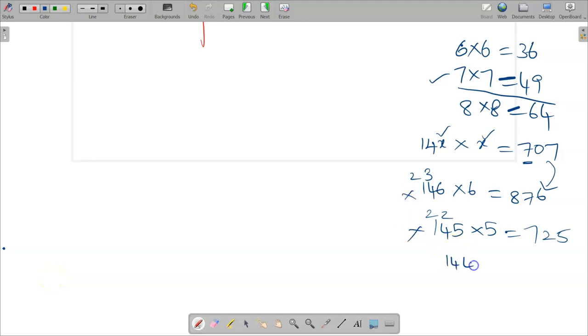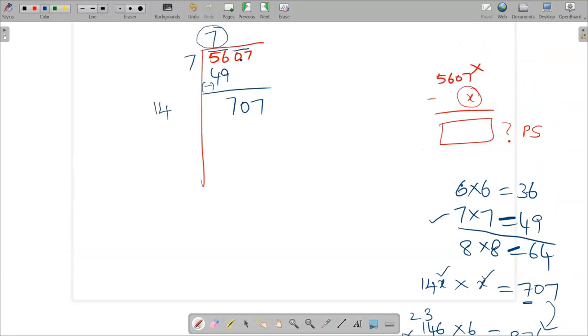So let me check with 144 into 4. 4 fours are 16, 16 plus 1 is 17. 4 ones are 4, 4 plus 1 is 5. So 576, which is lesser than 707. So I can use 144 into 4. 4 fours are 16, 4 fours are 16, 16 plus 1 is 17, and you have a carry 1. 4 ones are 4, 4 plus 1 is 5.